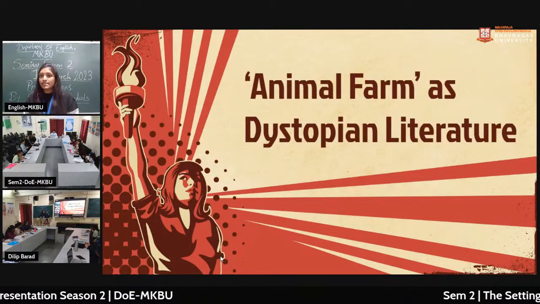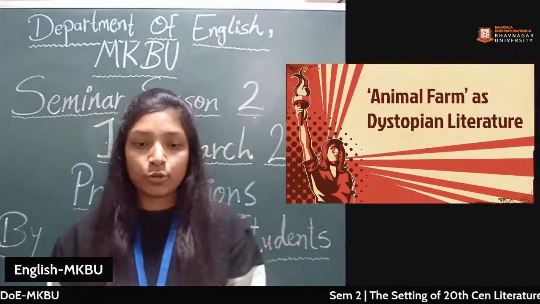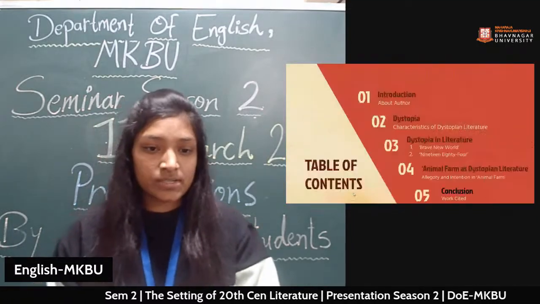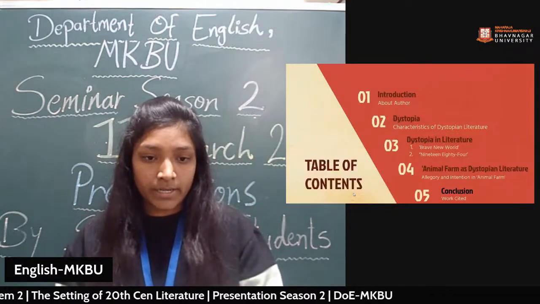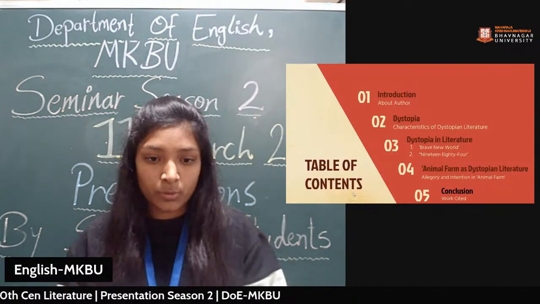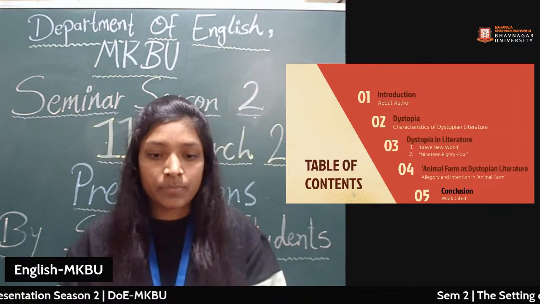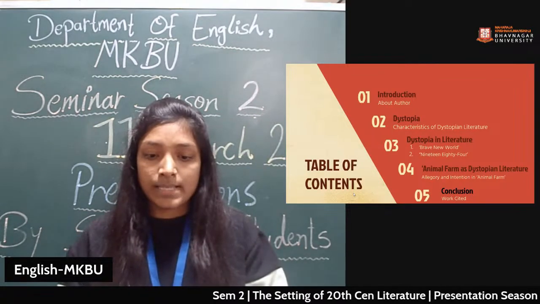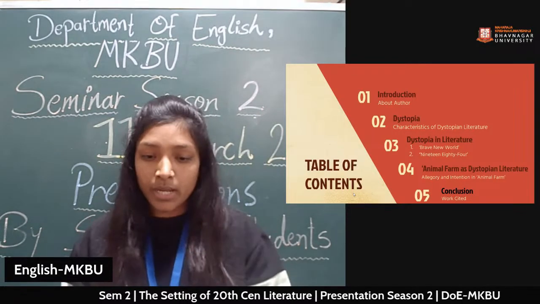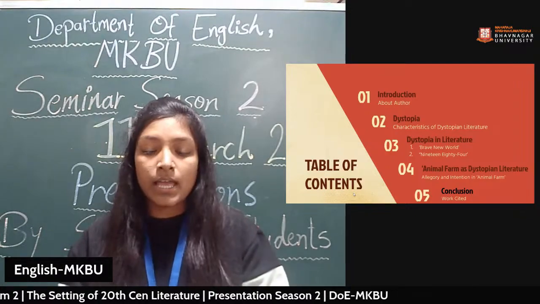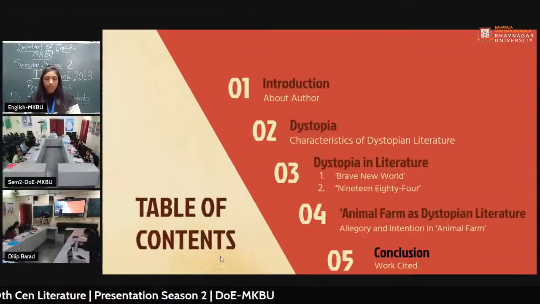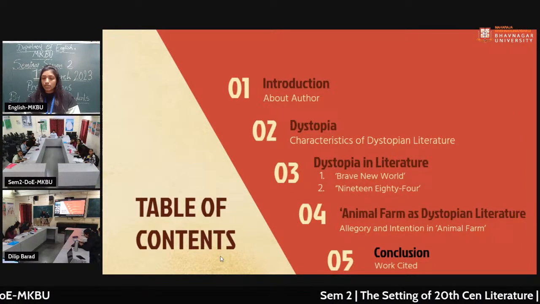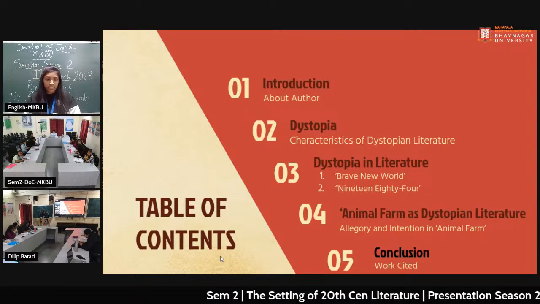Hello everyone. On the last day of our presentation, I am dealing with the topic Animal Farm as Dystopian Literature. This is my personal information. So, table of contents: first introduction, then about the author, then dystopia definition, then characteristics of dystopian literature, then dystopia in literature, with examples Brave New World by Aldous Huxley and 1984 by George Orwell. Then Animal Farm as dystopian literature, in this the allegory and intention in Animal Farm. Then conclusion and works cited.